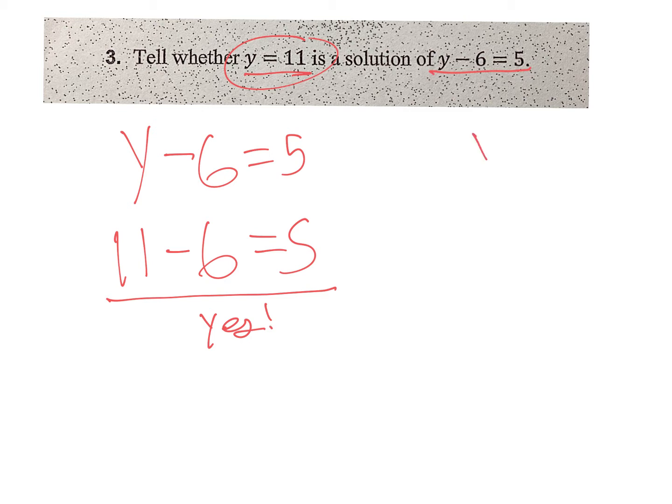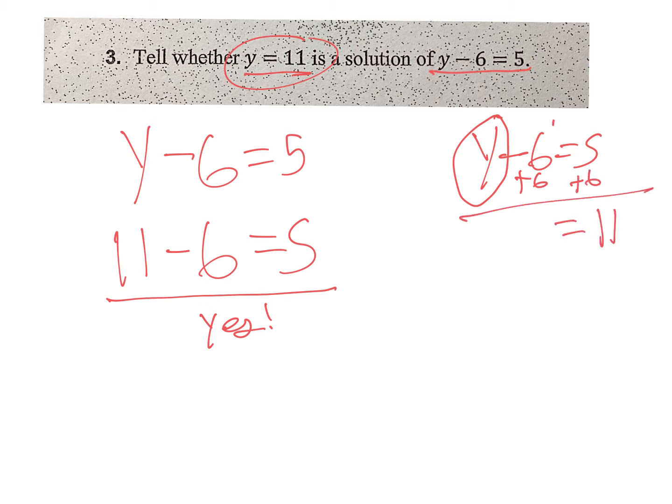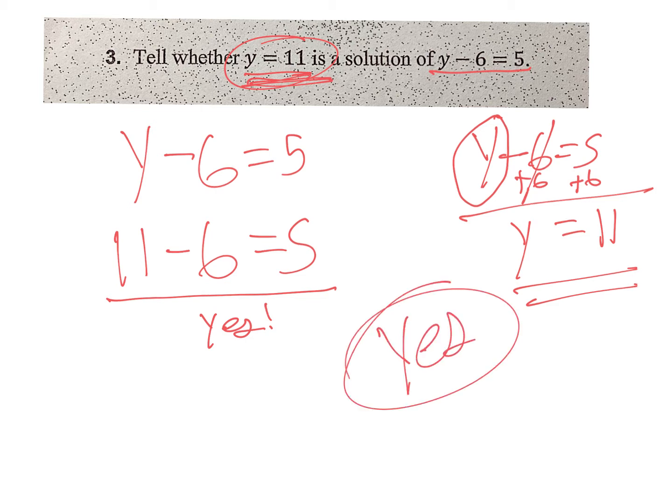Now the other way I could do it is y minus 6 equals 5. I could figure out what y is here. Minus 6, so I have to add 6 to that side, add 6 to that side. That gets me 11 equals y. So y equals 11, which is what it says here. So either way, your answer is yes, it is a solution.